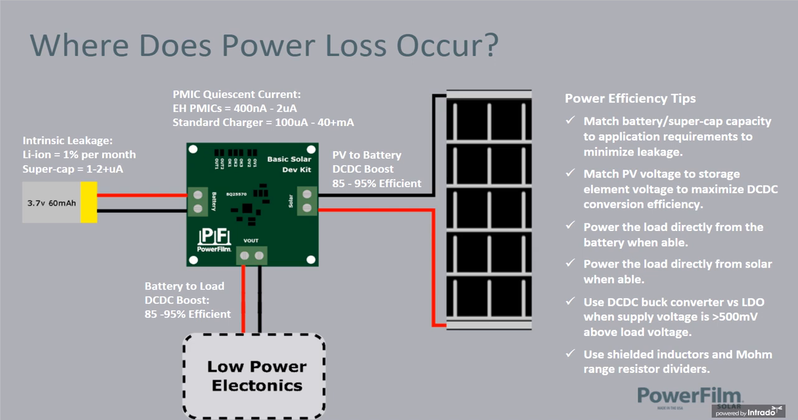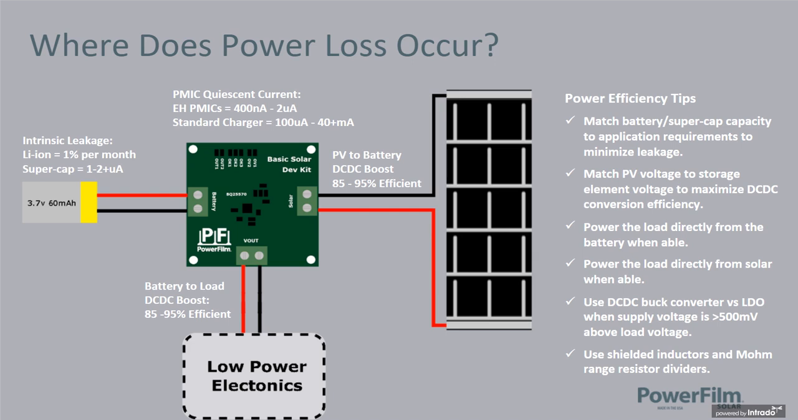And you might ask yourself, which is a great question, where does the power loss occur? Where are my inefficiencies? Each component is going to have some sort of intrinsic power loss or inefficiency. So it's important to understand what the dependencies are. For a power management circuit, that's going to be quiescent current.